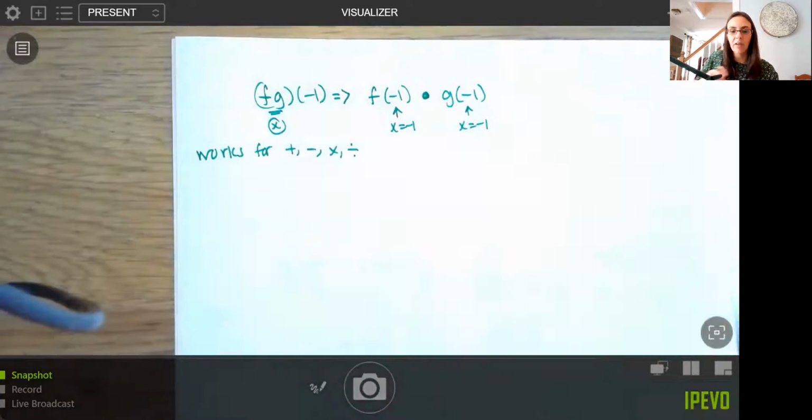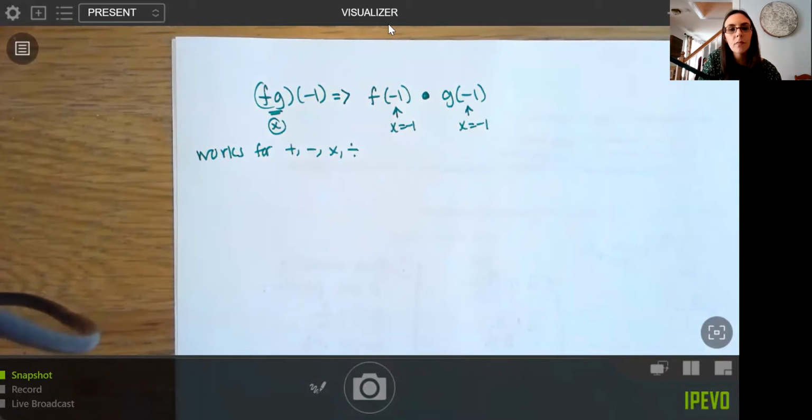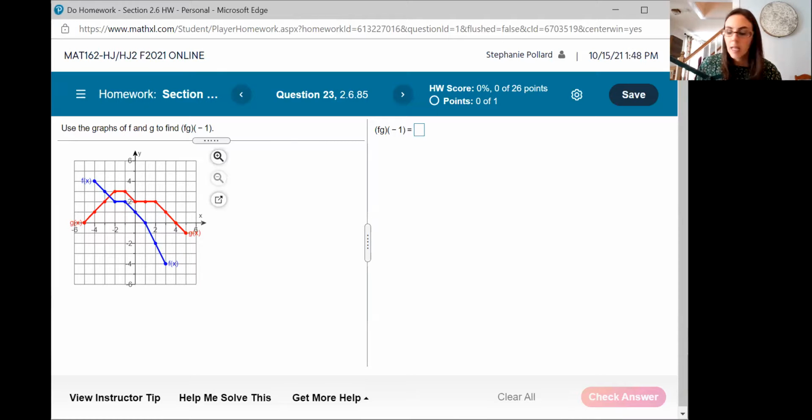So let's go back to the graph. I'm going to look at the f of x function first, and I need to find out what the value is when x is -1. Go ahead and look at that point. When x is -1, the blue is the f. My f value is at 2. So that first value is just 2.